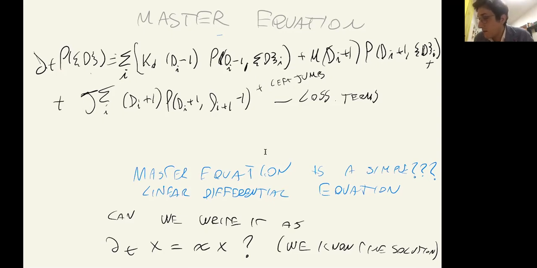Here you have P, P, P, P everywhere. You don't have P squared or sine of P. That would be quite a hard and nastier differential equation. So if we are able to write this master equation into this form, so the T of x equal alpha x, well, then we know the solution, we know the exponential solution.